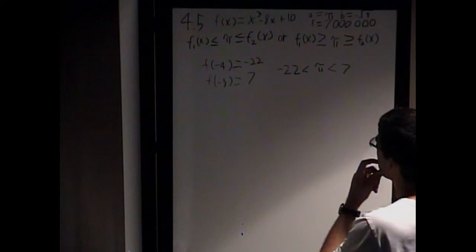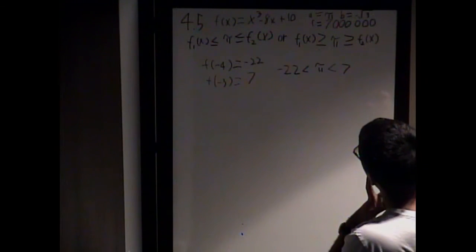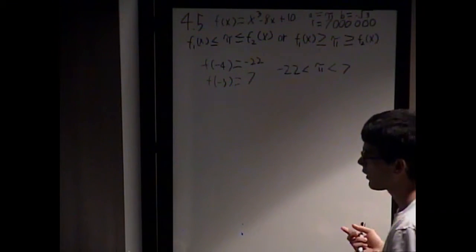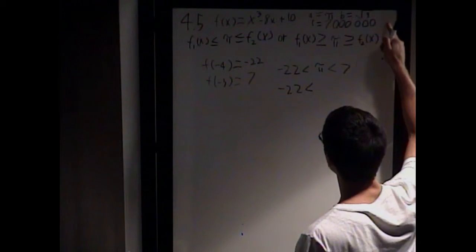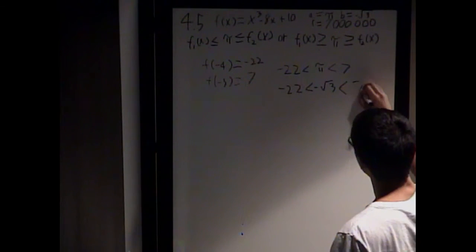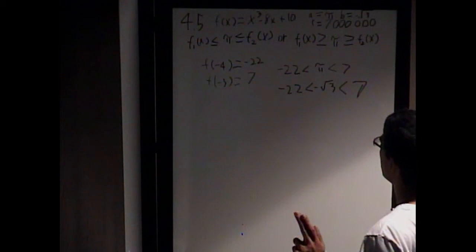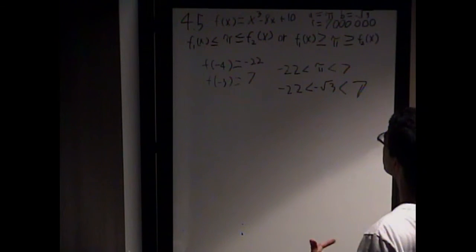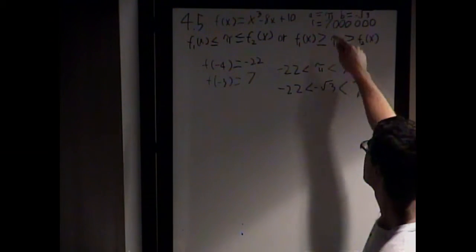Now we also want to check to see if these two integer points give the same result if we were to replace pi with negative the square root of 3. And in fact it does, because negative 22 is less than negative square root of 3, and negative square root of 3 is less than 7. So far, parts A and B have been solved with the values of f of negative 4 and f of negative 3. However, we need to look to see what values are less than and greater than 7 million.